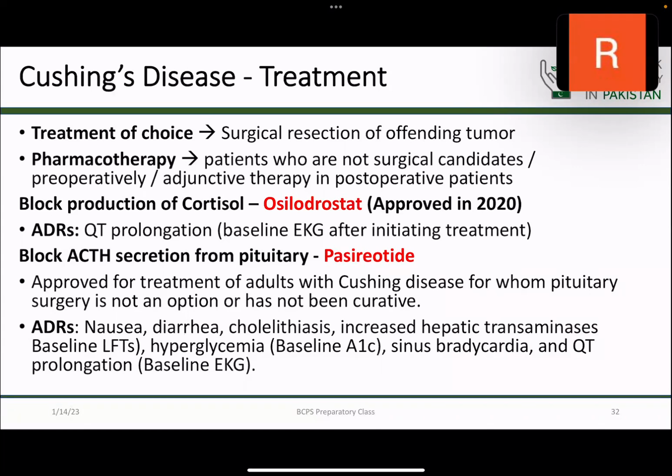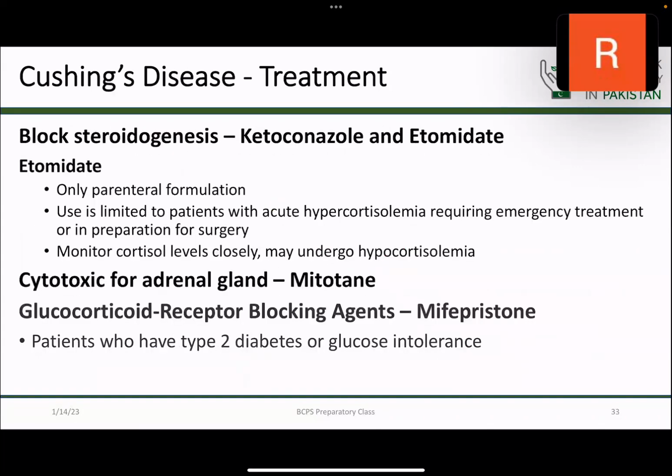And there are some agents which we will just discuss by their names. The first one, which blocks the production of cortisol, is osilodrostat, which was approved in 2020. There are some agents which block the secretion from the pituitary, for example, pasireotide. And there are some agents which block the production of steroids, for example, ketoconazole and etomidate.